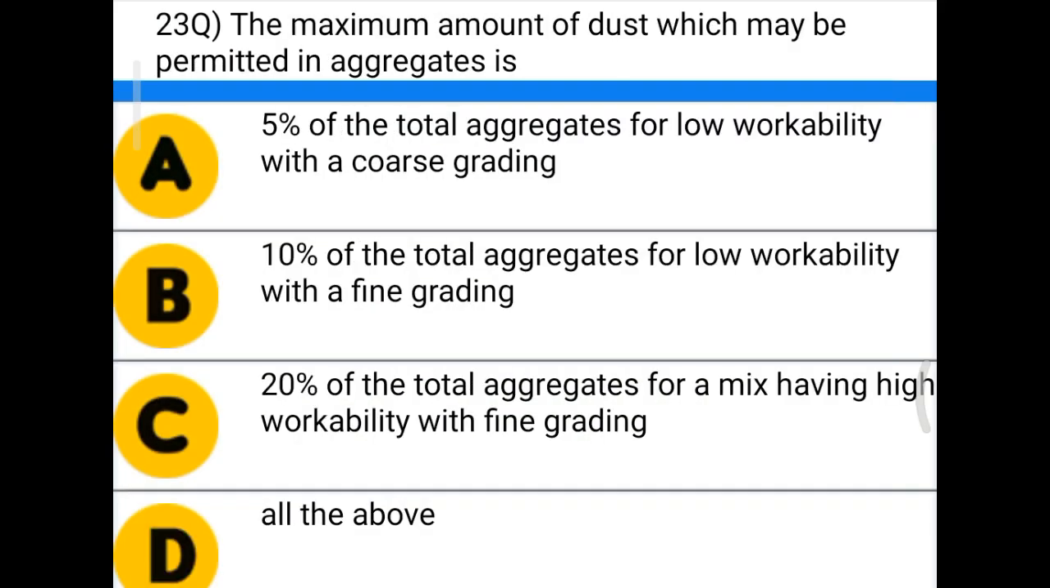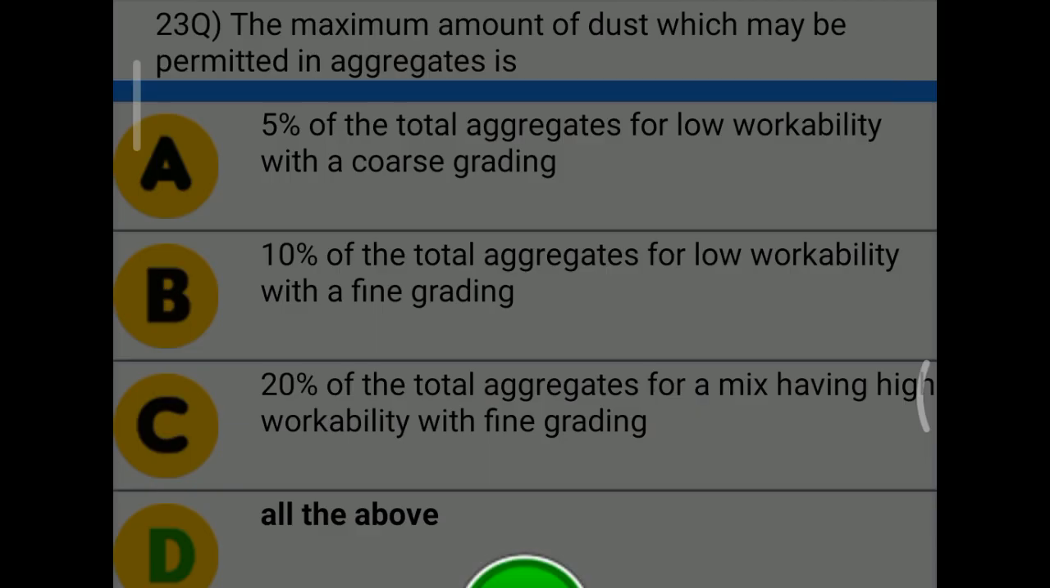Next question, the maximum amount of dust which may be permitted in aggregate is option A 5% of total aggregates for low workability with coarse grading, option B 10% of total aggregates for low workability with fine grading, option C 20% of total aggregates for mix having high workability with fine grading, option D all the above. So the correct answer is option D all the above.